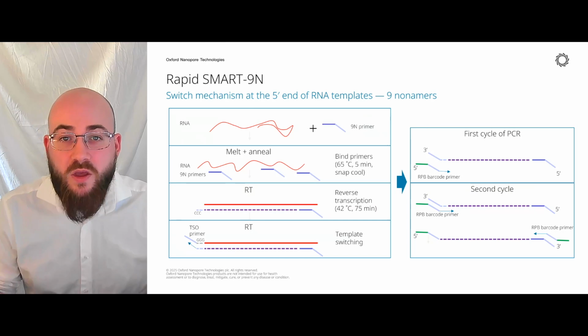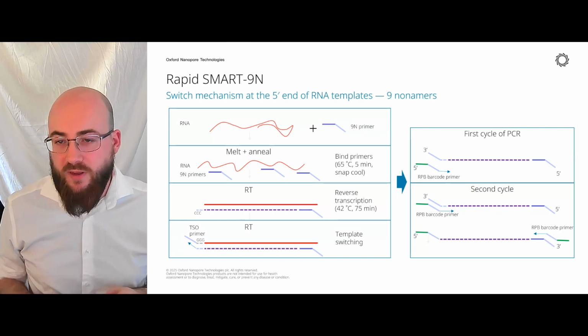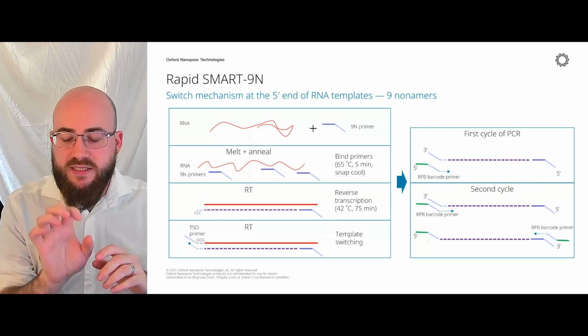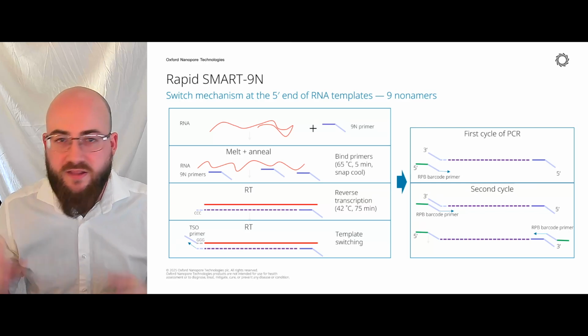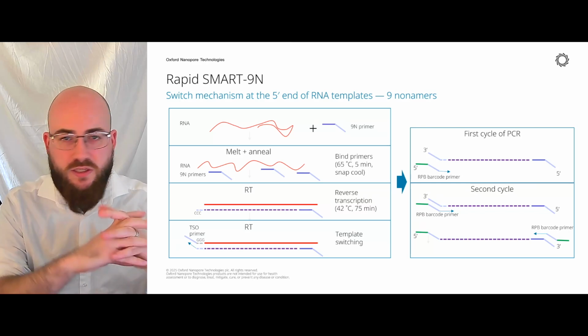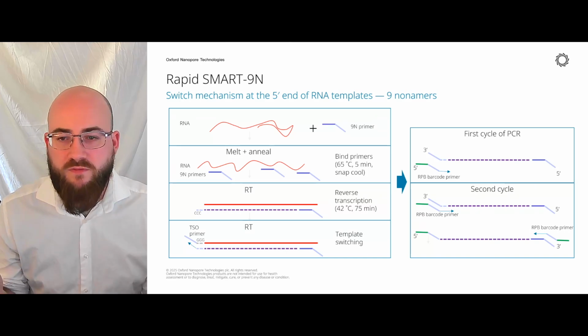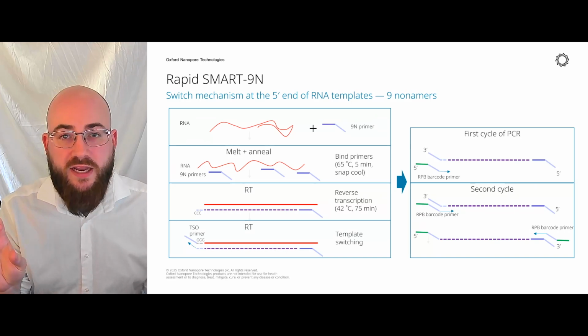What's that? Well, we're going to be using this 9N primer, and it's a sequencing adapter primer with 9 Ns on it. Those Ns are going to randomly bind to all the RNA in the sample. We've done that, now we have our RNA, but it's got 9N primers attached.